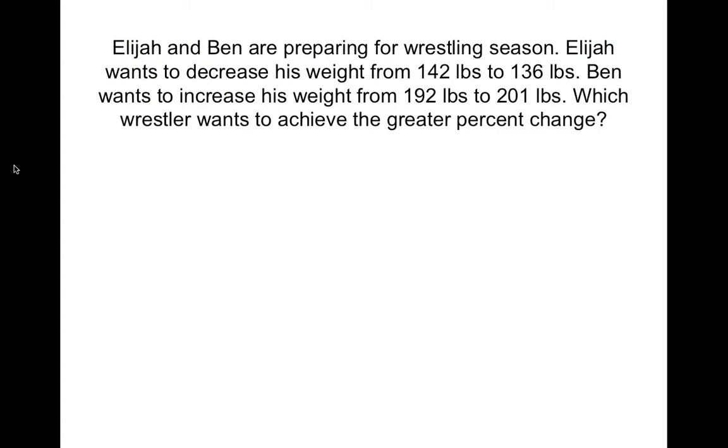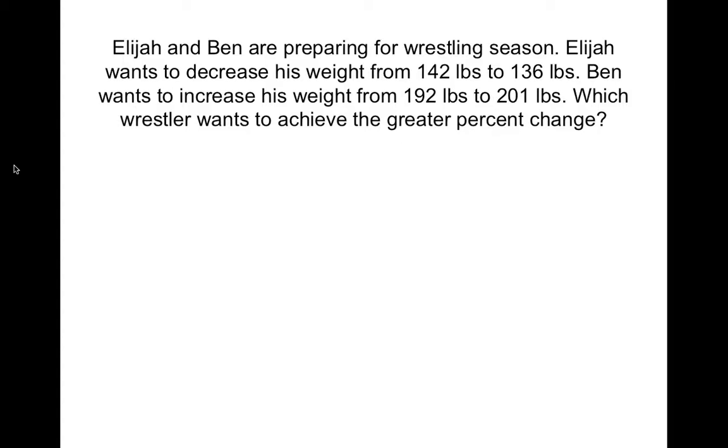Elijah and Ben are preparing for wrestling season. Elijah wants to decrease his weight from 142 to 136 pounds. Ben wants to increase his weight from 192 to 201 pounds. Which wrestler wants to achieve the greater percent change?